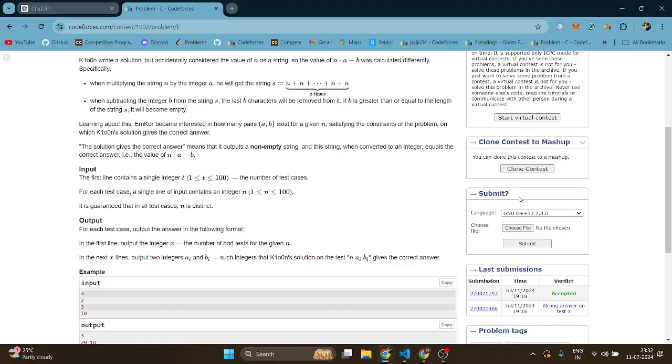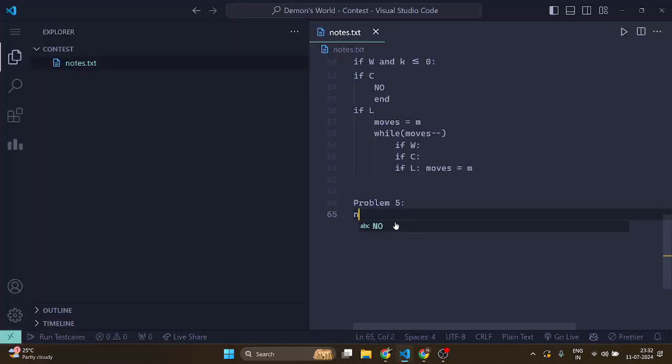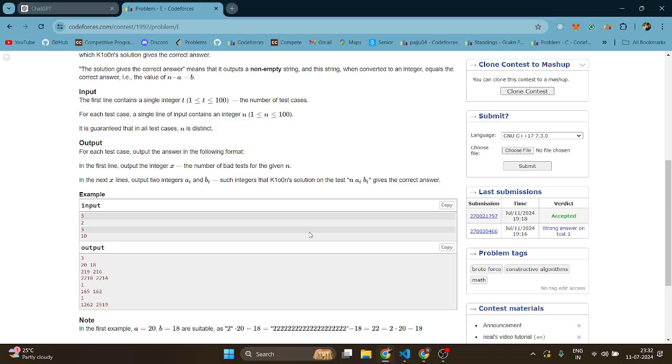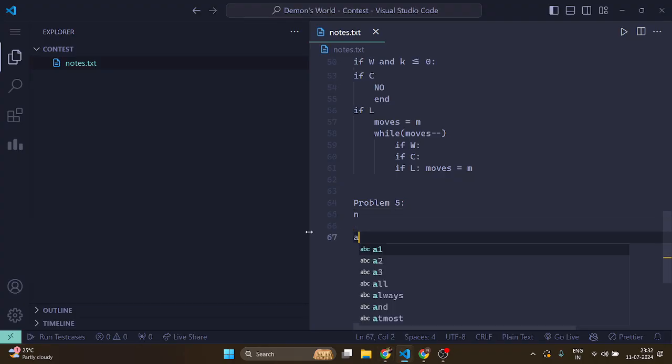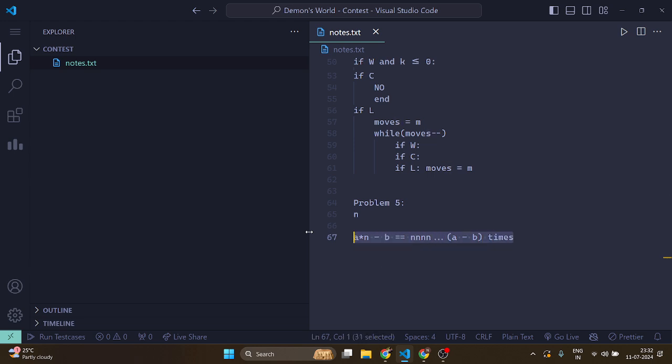Problem E. Now, given an integer n, I hope you have read the question. We need to find if a times n minus b is equal to n repeated a minus b times. You just need to check how many a and b this condition holds true for.